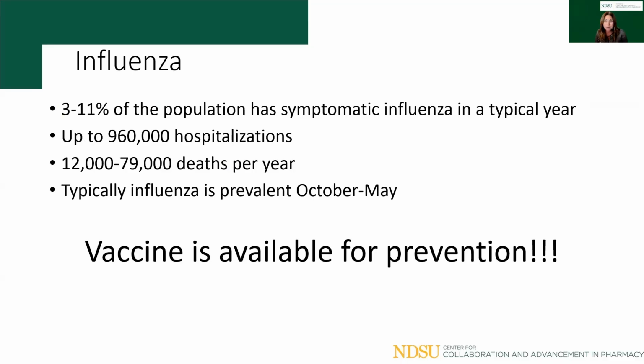So I'll kind of go through these. These are both to help drive our point of our SMART goal, but also as a review of things to think about when you're making a SMART goal, of areas that you might want to think about tackling to really reduce your antibiotic use. So influenza, there's 3 to 11% of the population has symptomatic influenza in a typical year. There's almost up to 1 million hospitalizations. There's up to 80,000 deaths per year because of influenza. And the typical season is October through May. And it is just preventable by using a vaccination.